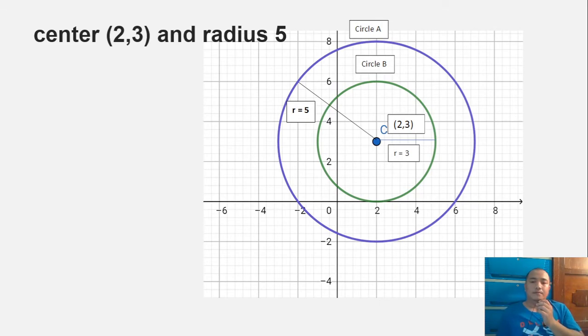This is now the graph of the two circles, circle A and circle B. So for circle A, the radius is 5, center is 2, 3. For circle B, the radius is 3, center is also at 2, 3. They are concentric circles because they have the same center. They share the same center.